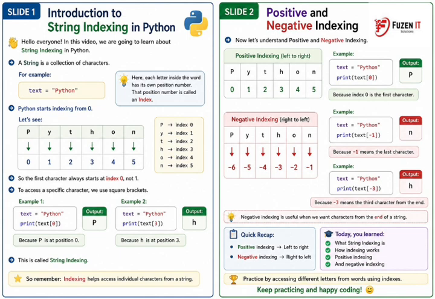So today we have learned what string indexing is and how it works, and positive indexing and negative indexing. You can practice more and more examples so you can get an idea how it works and what it is exactly. So keep practicing and happy coding.